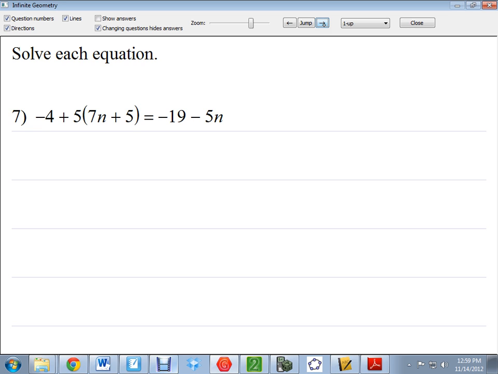Looking at this, name something that I could do first. And you have multiple choices for what you could do. Alright, distribute. I multiply the 5 by everything inside the parentheses. I need to bring down the negative 4. I need to bring down the equals negative 19 minus 5n. But when I distribute, what is 5 times the 7n? A positive 35n, so I say plus 35n. And 5 times 5 is positive 25, plus 25.